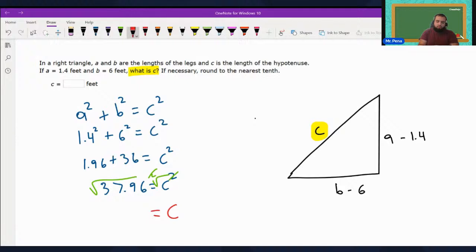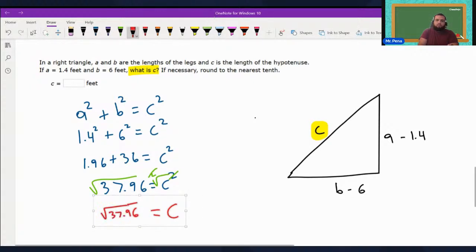And then the square root of 37.96. It's going to be a decimal. It's going to be an ugly decimal. So let's just leave it at that. The square root of 37.96. And we're done. No need to worry about it.